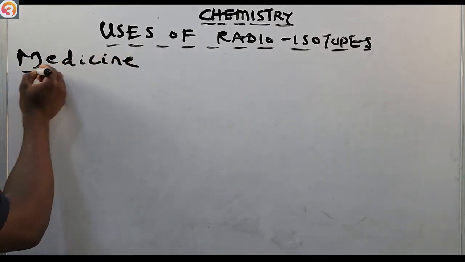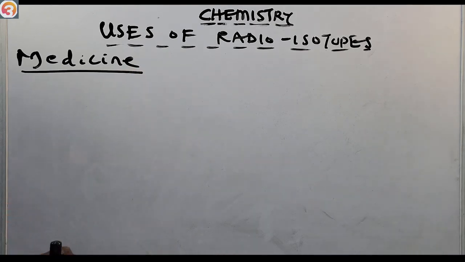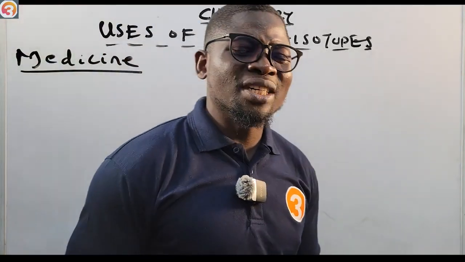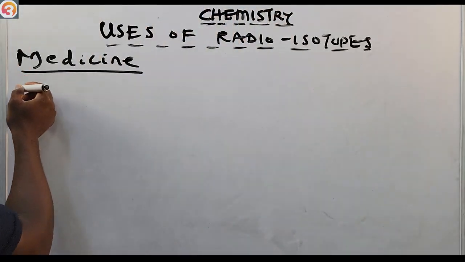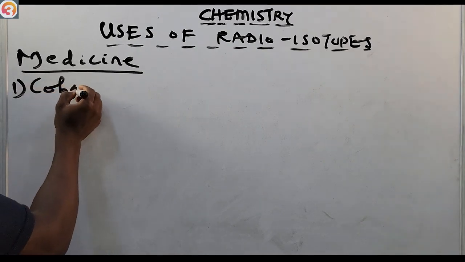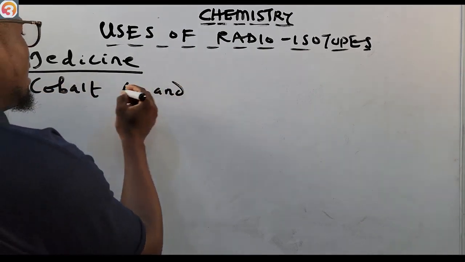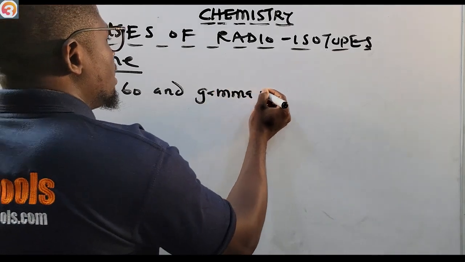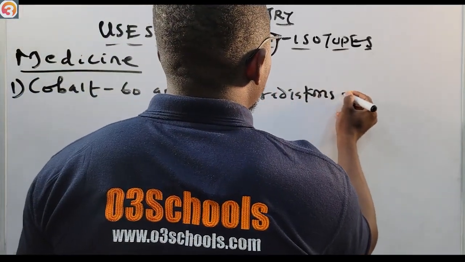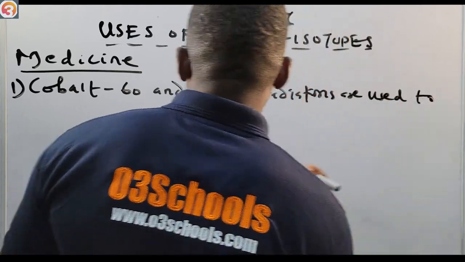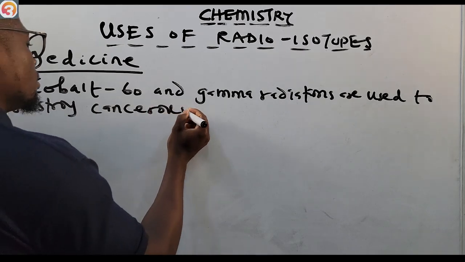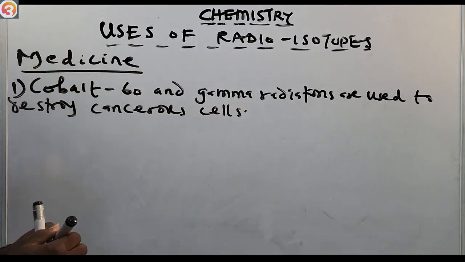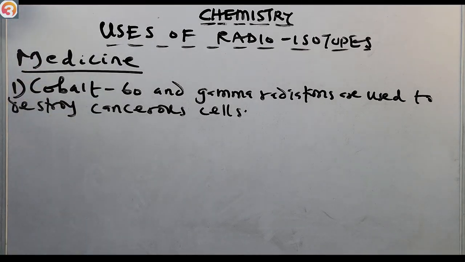Number 1, cobalt 60 and gamma rays, or gamma radiation, are used to destroy cancerous cells. Please take note of that.